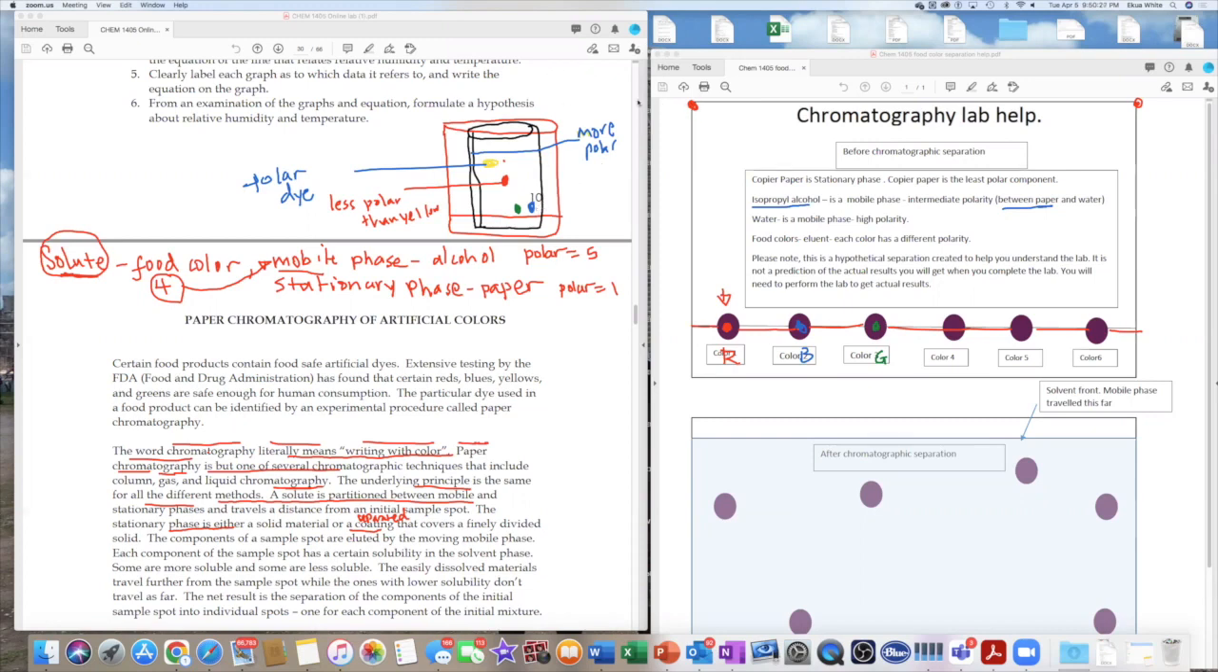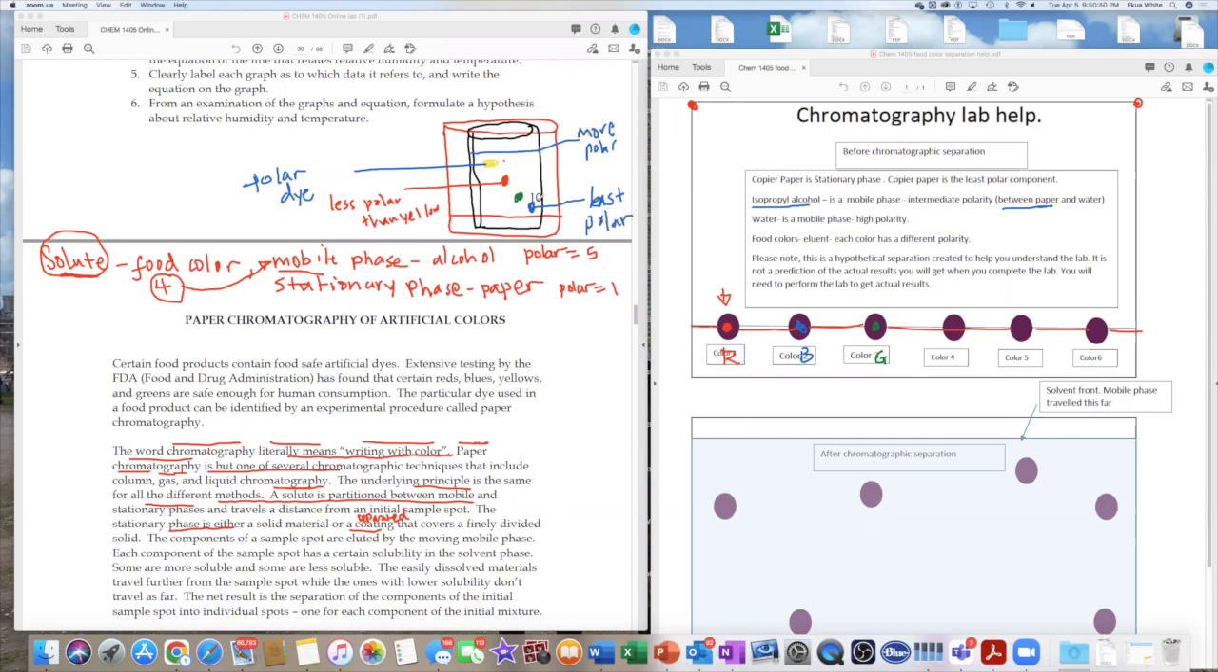If the blue didn't travel at all, but the green traveled a little, then let me go back here and erase this. Go back here. I have to remember every click. Okay, so let's say the green is right here. Then we can conclude that the blue is the least polar. Okay, least polar. Once again, this is just for illustration.